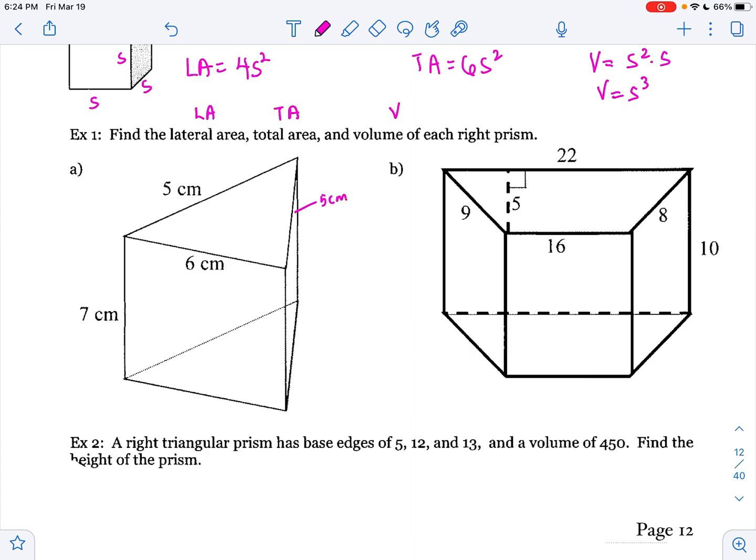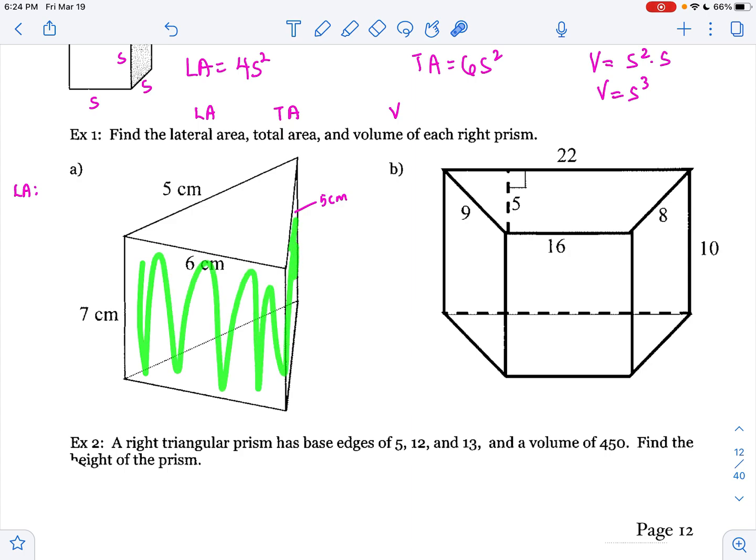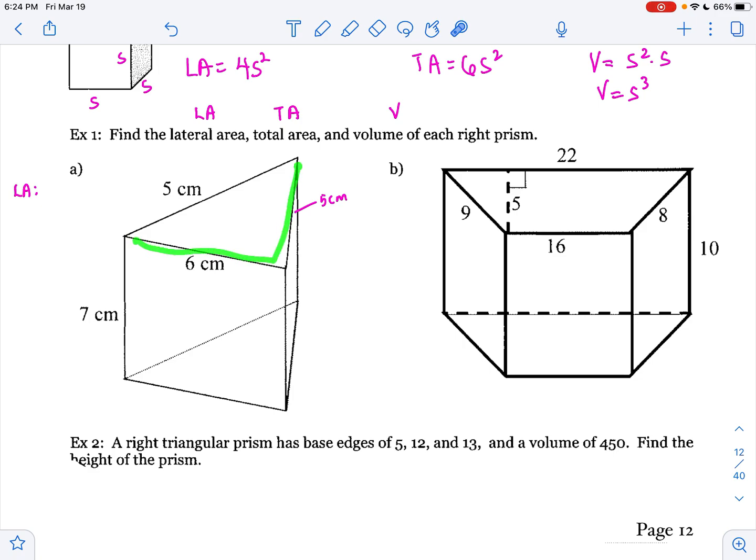Now, if we were to calculate, and since I have some space over this side, I'm going to use that so that I have some space for question B over on the right. The lateral area is the sum of the areas of the rectangles that you see. And the formula that we saw above was we needed to calculate the perimeter and then times it by the height. So in this case, if I calculate the perimeter, it would be 5 plus 5 plus 6.